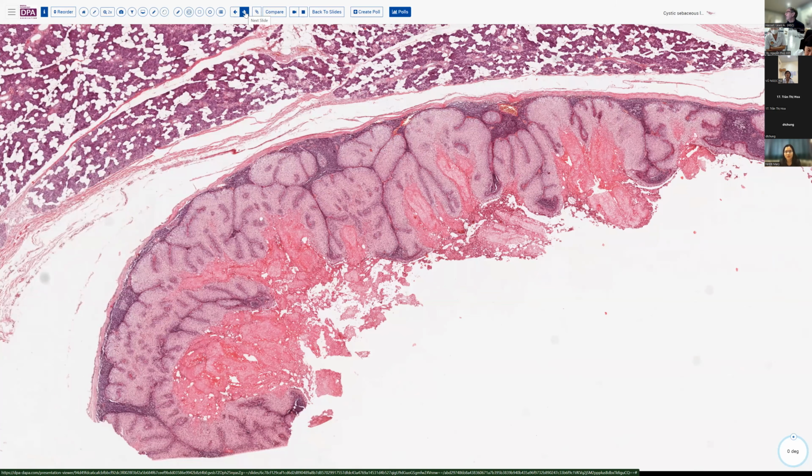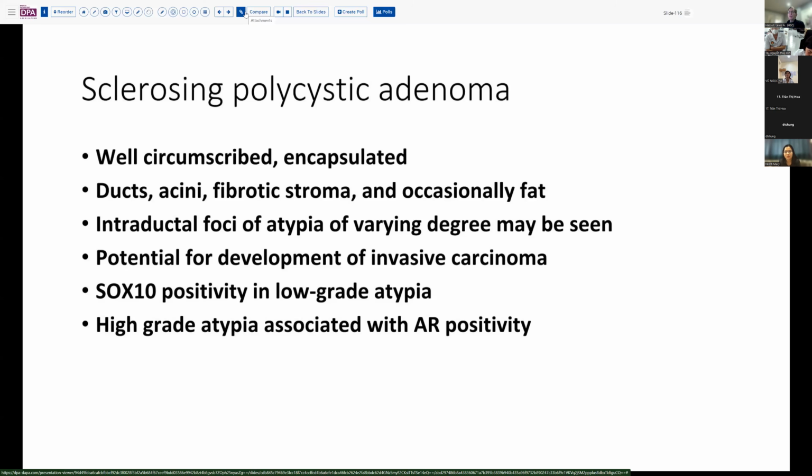All right, well, let's go on to one of the new entities in the WHO classification. And this is something that I could not find a good representative slide for, but I do have some good photographs. So we'll talk a little bit about it. This is relatively uncommon, but you remember we saw some of those sclerosing lesions last time. And so this is also a lesion which is sclerosing, but also has numerous cystic components. These tend to be well circumscribed and encapsulated, so not hard to classify as an adenoma.